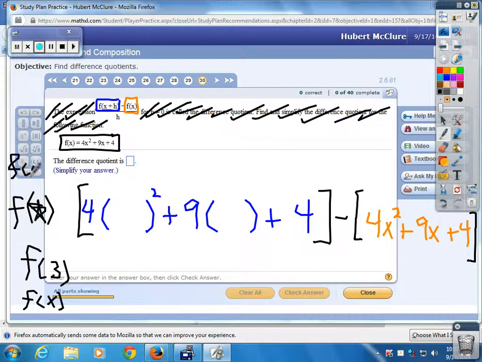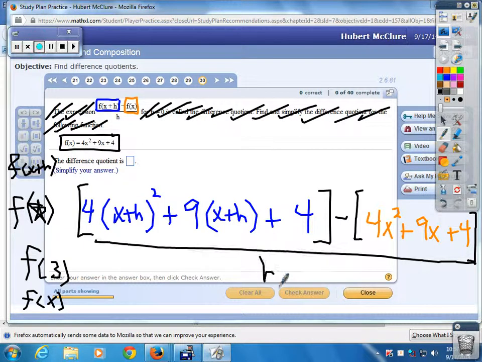F of x plus h, what am I going to plug in? X plus h. So I'll take my blue marker and I put in x plus h and x plus h. And all that is over what? H. Now you got some simplification to do up at the top. You got a lot of algebra to do. Shortcuts. X plus h, quantity squared. That's a shortcut.